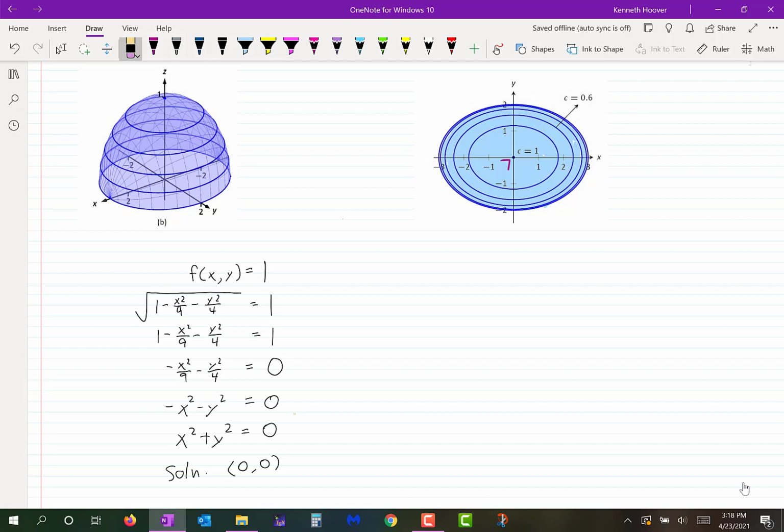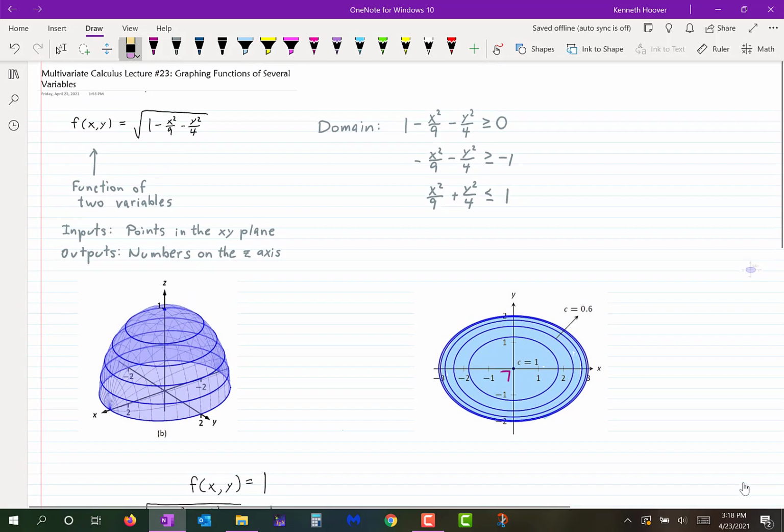So you purposefully do not want to draw too many level curves, because then it gets so crowded that you can't even see them anymore. Okay, I think that's about all for this lecture. We haven't done any calculus here. It's just getting used to graphing things. And in the next lecture, we'll start looking at some limits.